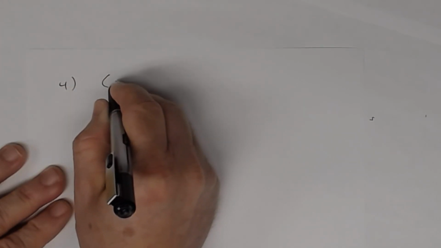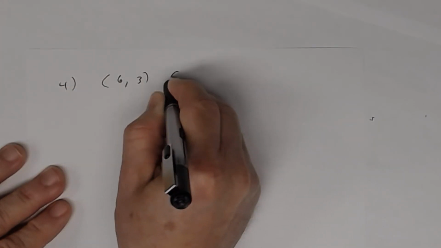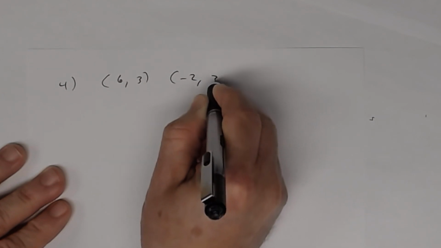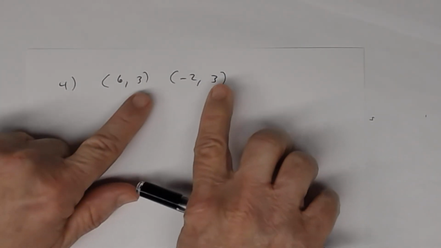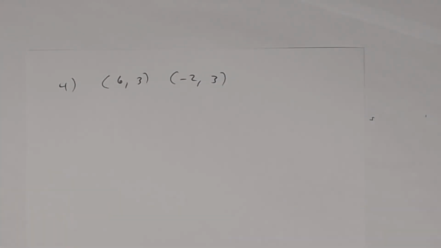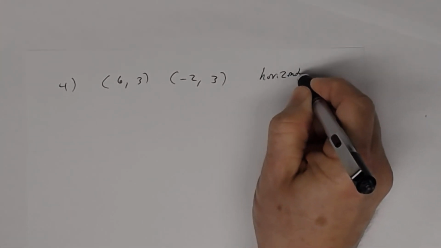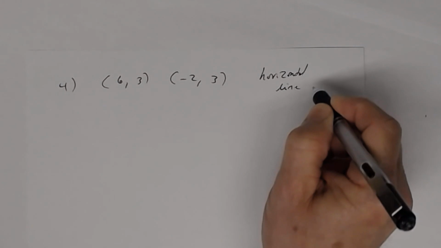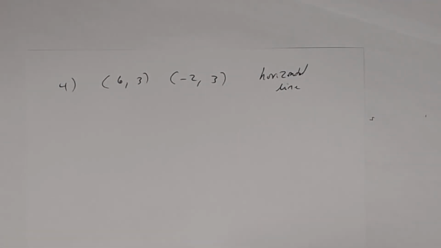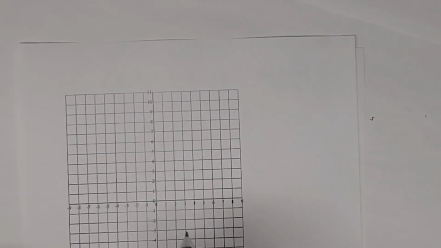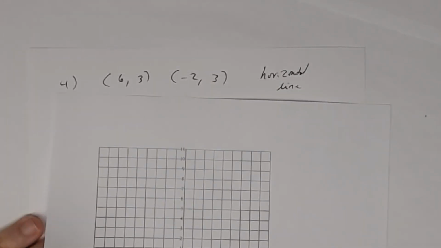So number 4, let's suppose we had 6, 3, and the other point is negative 2, 3. All right, so notice this time the y-coordinates are the same. So since the y-coordinates are the same, you know that this is going to be a horizontal line. And some of you now know that the slope of a horizontal line is 0, right? So let's see if that's the case.